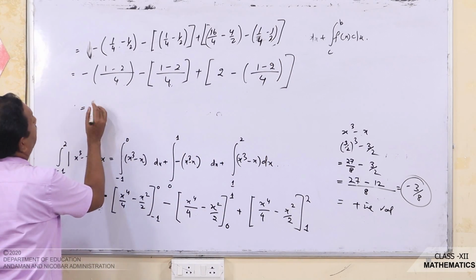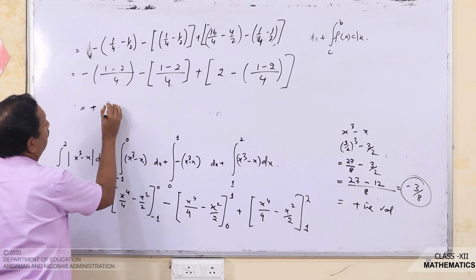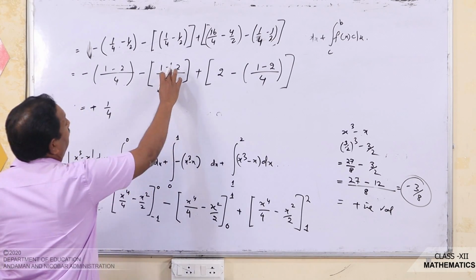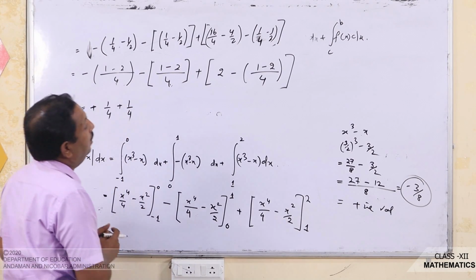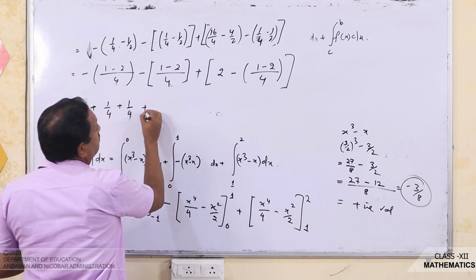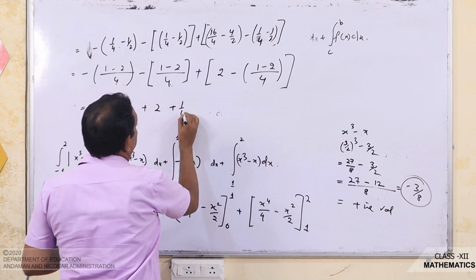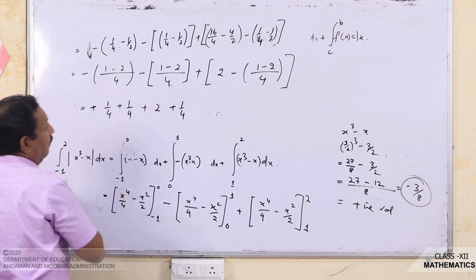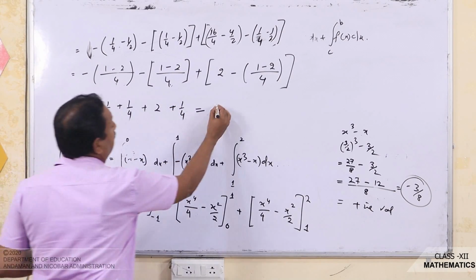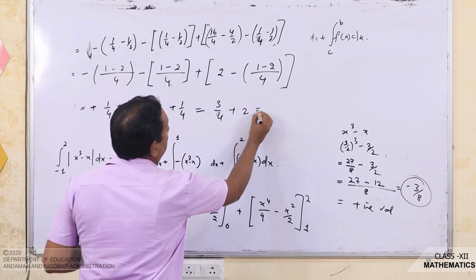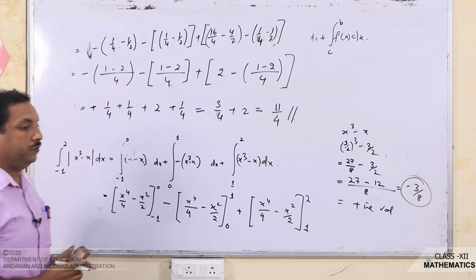This will give you minus of minus 1 by 4, that is plus 1 by 4. Here again minus 1 by 4 and it will make plus 1 by 4, and here that is plus 2 minus, that is minus 1 by 4 plus 1 by 4, and finally you get the result 1 by 4, 1 by 4, 1 by 4, that is 3 by 4 plus 2, and that will make 11 by 4. This is the answer of this question.